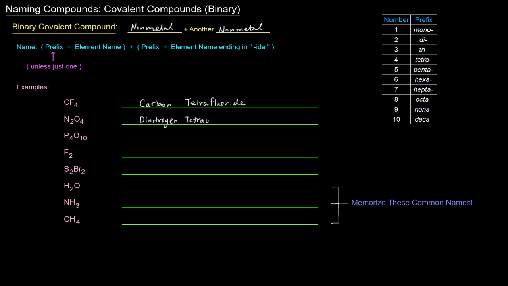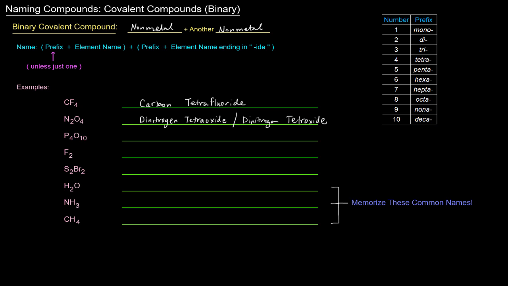So dinitrogen tetraoxide. Now sometimes when there's 2 vowels there, they'll just write it as dinitrogen tetroxide. So they'll just drop the A there. But I've seen both, so I'm going to go with both in this video.